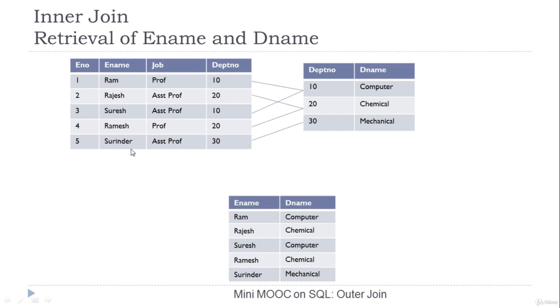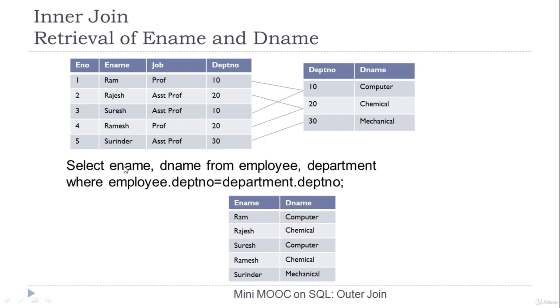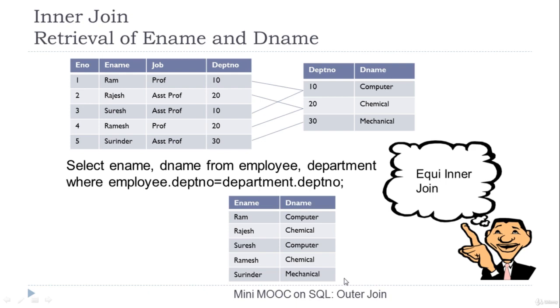We have joined both the tables on their common column department number with the use of select statement. And the statement is select ename, dname from employee, department, where employee.department number is equal to department.department number. Here we join both the tables on their common column department number, and to remove the ambiguity in column name, we prefixed table name with this. This query produces these 5 desired records and the concept is equi-inner join.